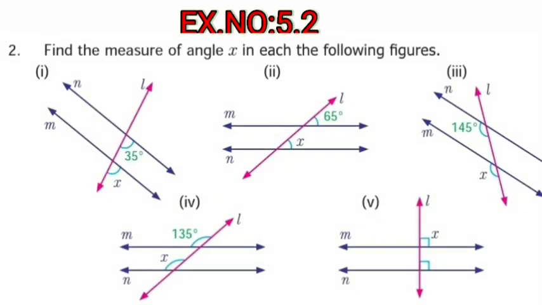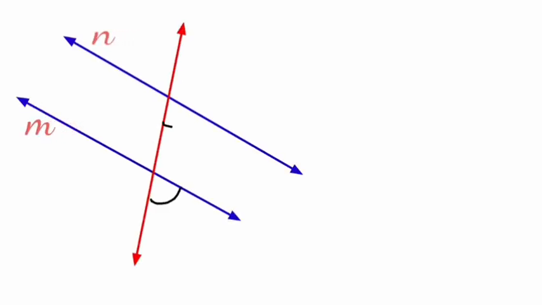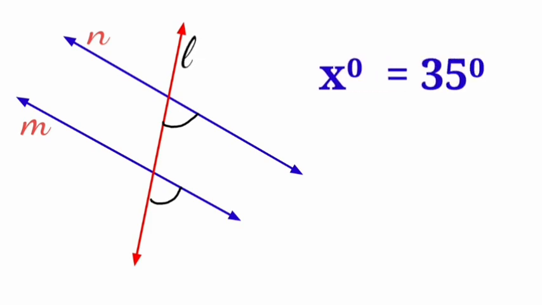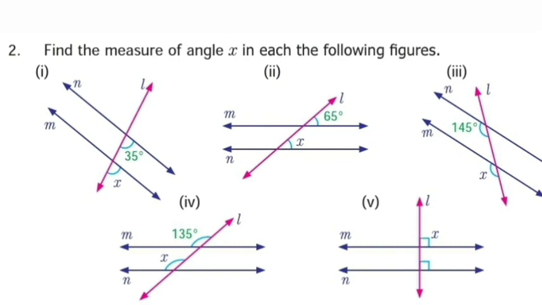Now let us see some of the exercise questions and answers. Question number 2. Find the measure of angle x in each of the following figures. Here in the second question, subdivision 1, the given lines M and N are parallel. Here the line L is a transversal which cuts the lines M and N at distinct points. When a transversal cuts two parallel lines at distinct points, the corresponding angles so formed are equal. Therefore, x degree is equal to 35 degree, which is the required answer. In a similar way, we can find all the angles for other subdivisions also.